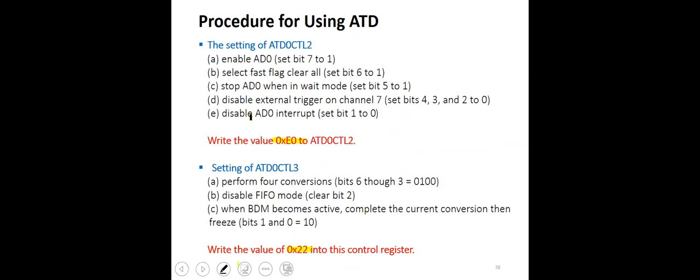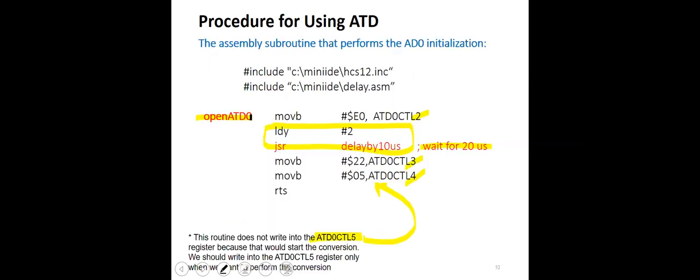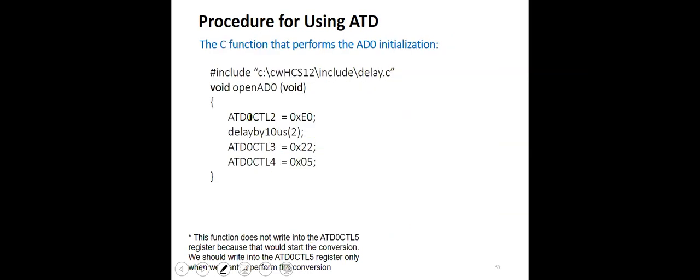So you see, it's very simple. The main effort was in figuring out the values to be stored in the registers. This is the same subroutine in C, so we have a function called open AD0, which is void. It does not return a value and it does not take any input parameter.